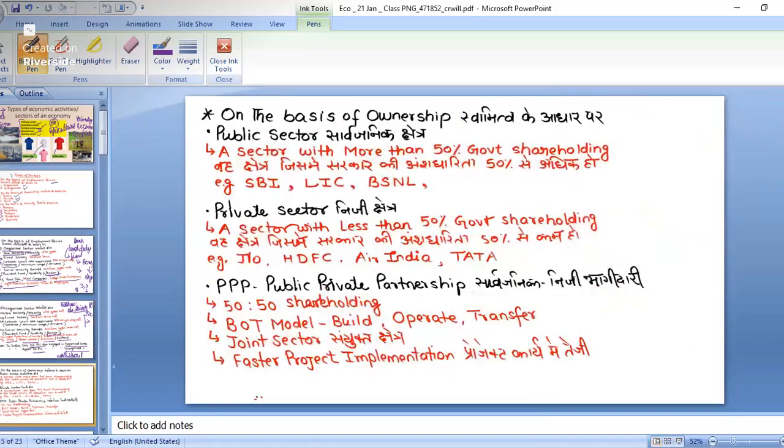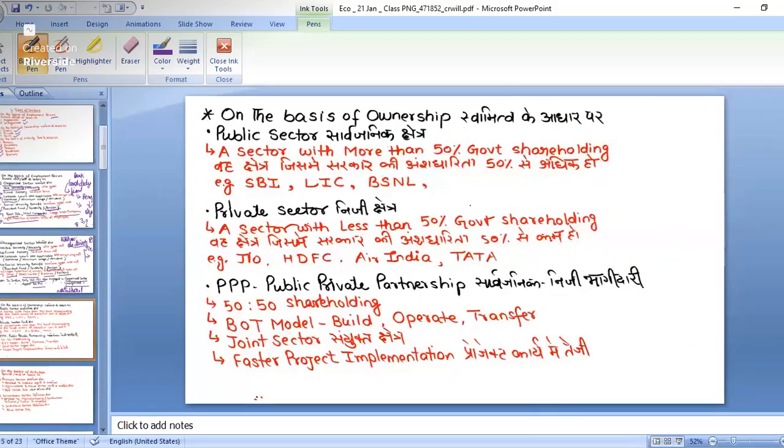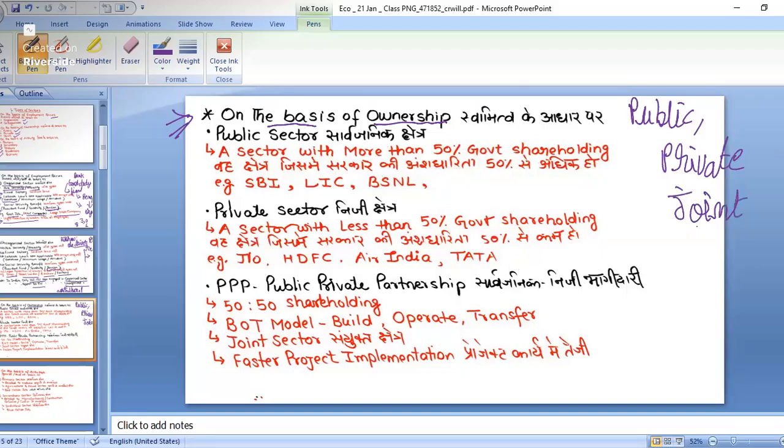Now we'll see the second type of economic sectors, which is on the basis of ownership. On the basis of ownership, we divide sectors into three parts: one is public, another is private, and the other is joint. In the joint sector, there will be the role of both public and private.